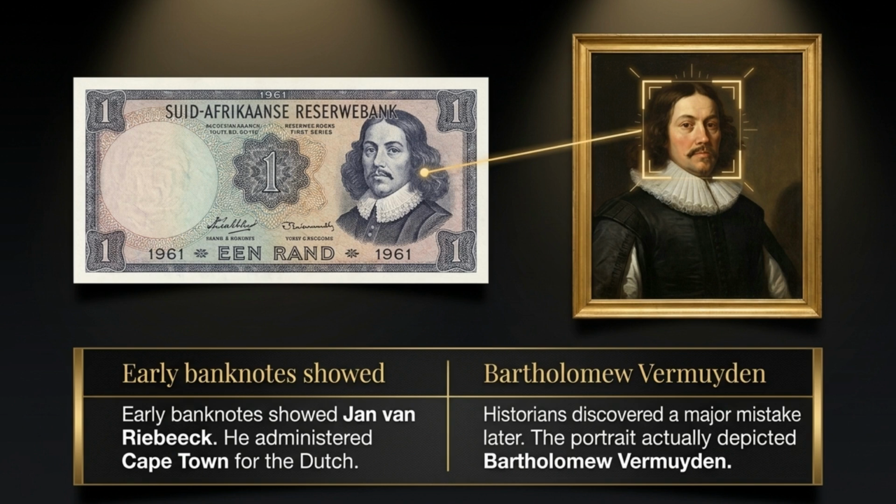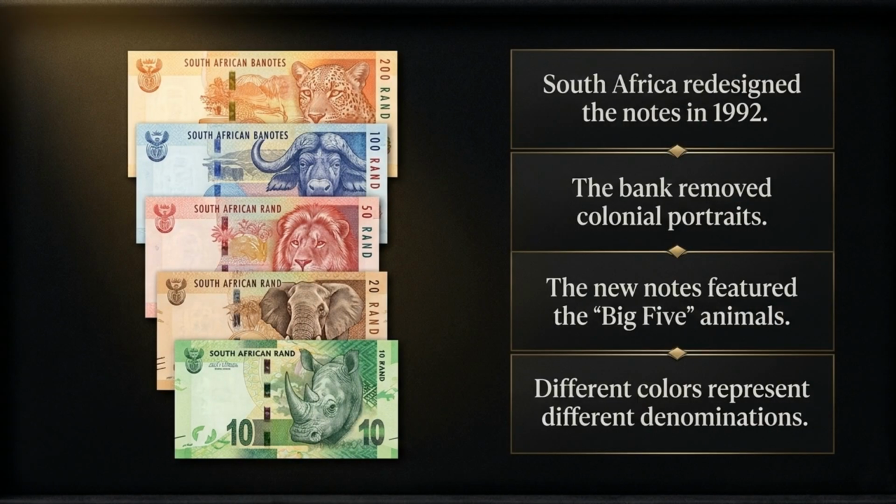Early banknotes were intended to show Jan van Riebeeck. However, historians later discovered that the portrait actually depicted Bartholomew Vermeulen. South Africa redesigned the notes in 1992, removing colonial portraits and featuring the Big 5 animals instead. Different colors represent different denominations.